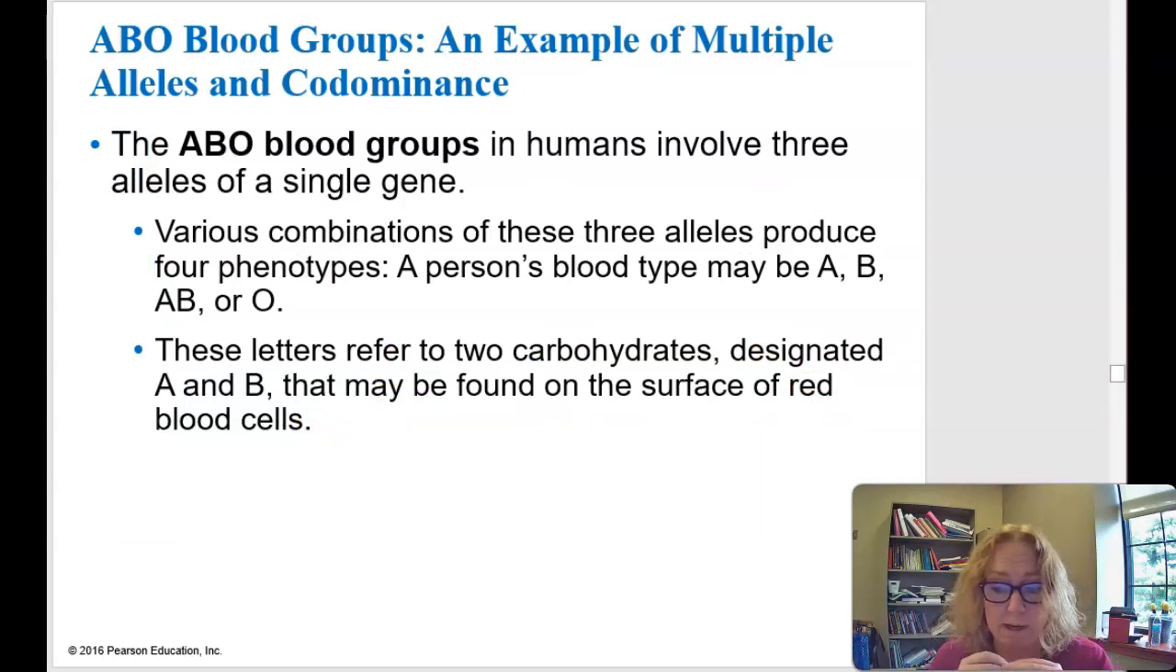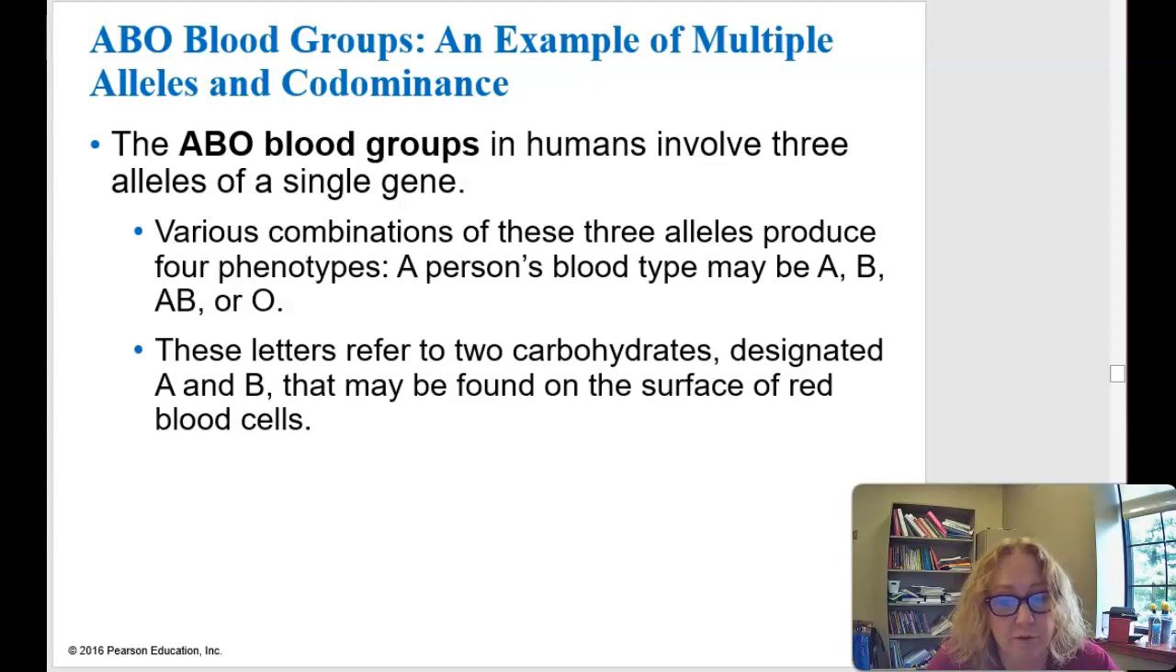Another example of variation is called codominance, or also multiple alleles. Sometimes there's a third allele. So in the case of blood type, you can be A, you can be O, you can be B, you can be AB. So there's 4 options in terms of your blood type. The ABO blood groups in humans involve 3 alleles. A person's blood type might, again, be A, B, AB, or O.